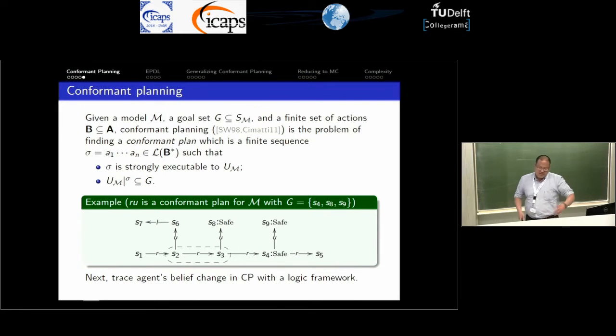Okay, now we can give the definition of conformant planning, a very standard definition in the literature. We have a model, a transition system with initial belief states, and a subset of the domain as a goal set, and we have a finite set of actions. We want to find a conformant plan. A conformant plan is a finite action sequence such that, first, this action sequence is strongly executable for the initial belief state. And secondly, when we finally do the action sequence, the updated belief state will be a subset of the goal.